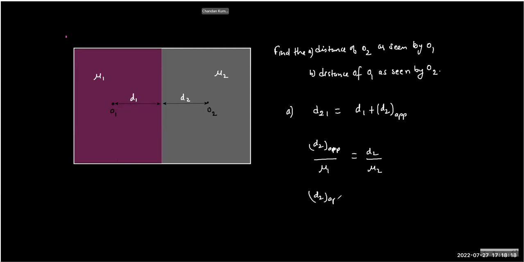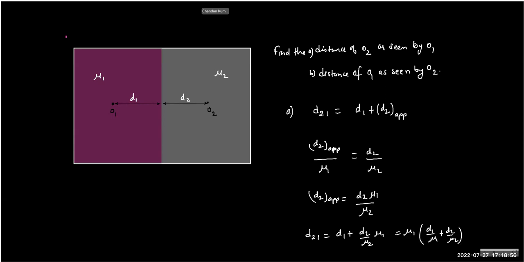So D2 apparent is how much, guys? Tell me. D2 mu 1 by mu 2? Yes, sir. And then the distance turns out to be D1 plus D2 by mu 2 into mu 1. There are many ways of writing this. You can write it this way, or you can take mu 1 common. It will look like D1 by mu 1 plus D2 by mu 2. Okay.